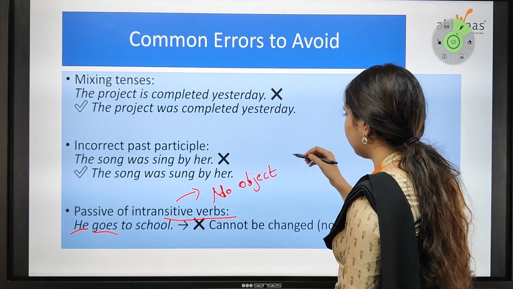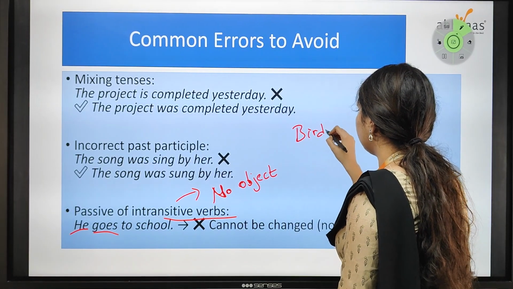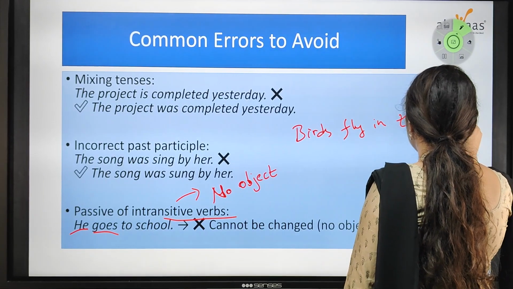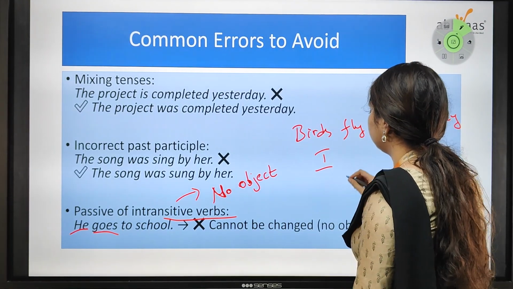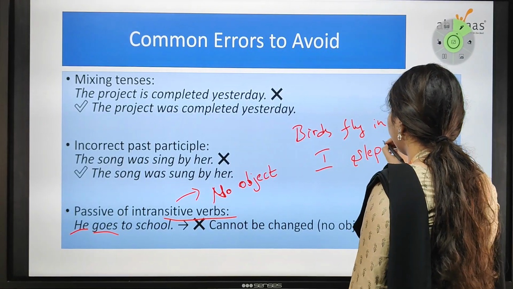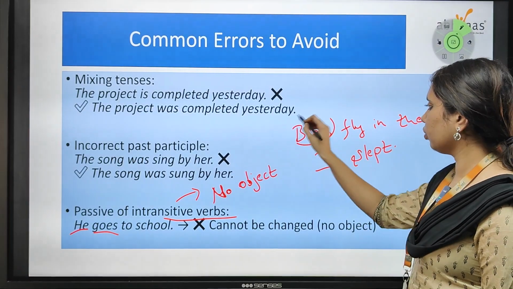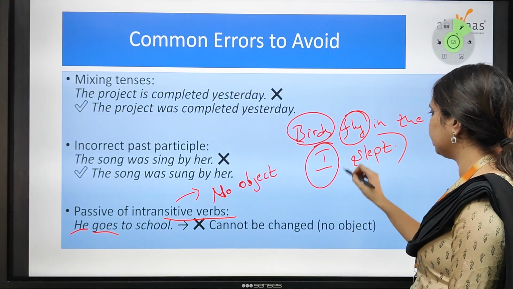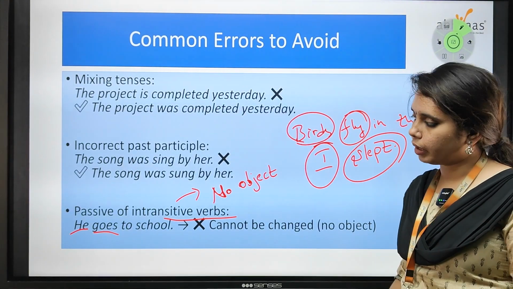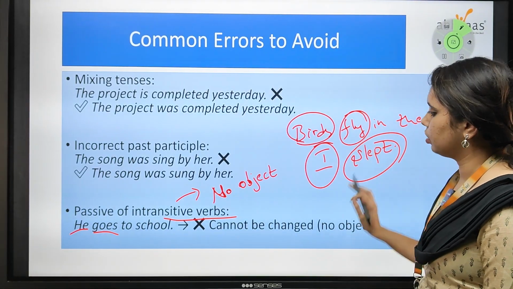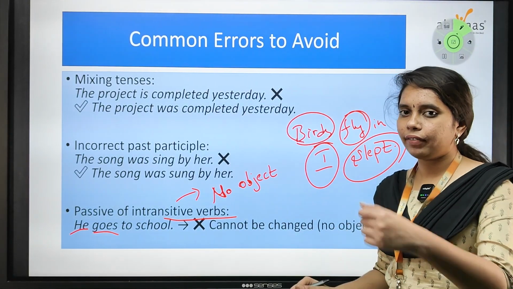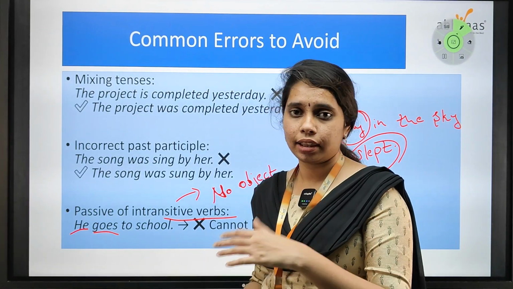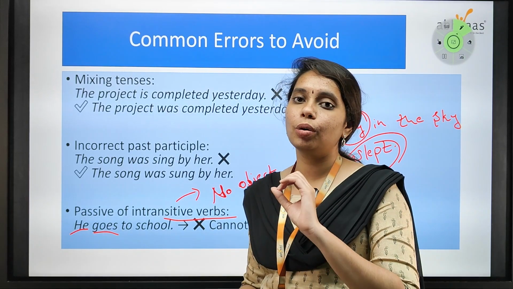For example, you can say birds fly in the sky. Or I slept. In this you can see the doer of the action. I is the doer of the action, birds are the doer of the action, we have an action, flying is an action, sleeping is an action, but there is no receiver for this particular action. Such kind of verbs are known as intransitive verbs. And when there is no object, how can you convert that? Because the first rule is subject-object interchange. That can't happen. So in such sentences, no conversion is possible.